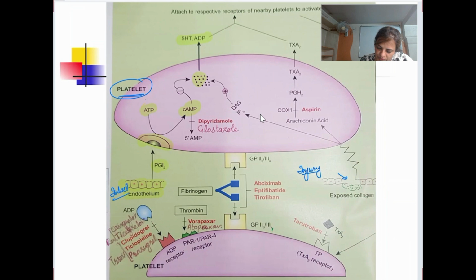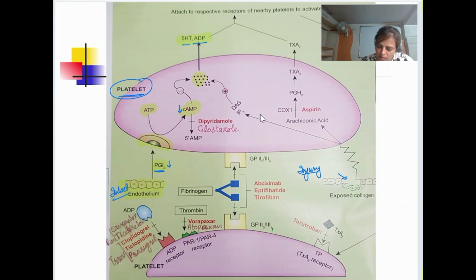Now this injured endothelium is not able to maintain, number one, the prostacyclin level. Once the prostacyclin level falls, then what will happen? The cyclic AMP level will also fall. Once this falls, there will be release of 5-HT, ADP, thrombin from the granules of the platelet.